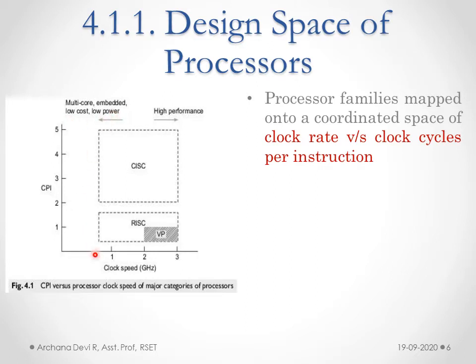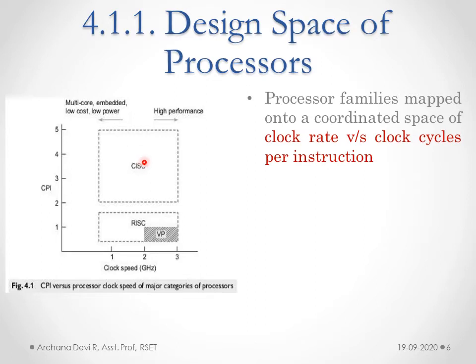Okay, so here you can see that the range of clock speed increases towards the right and the range of CPI increases towards the top. So such low power performance processors will have a lower clock rate, whereas high power performance processors will have a higher clock rate. As you go towards the right, the performance will be increased.